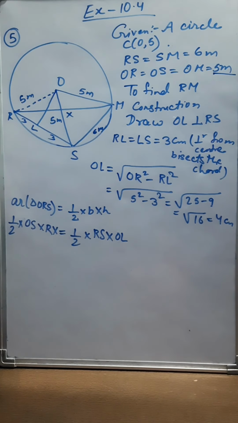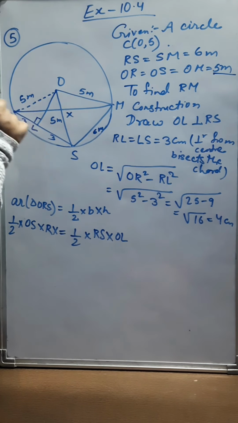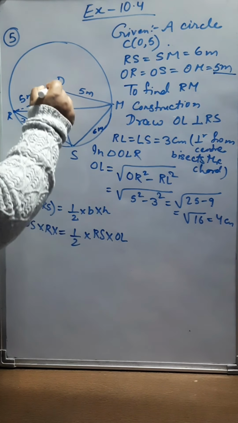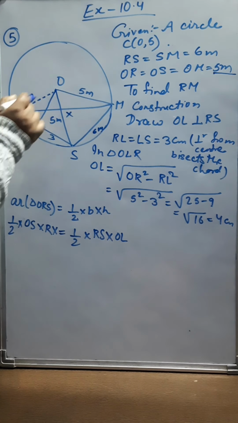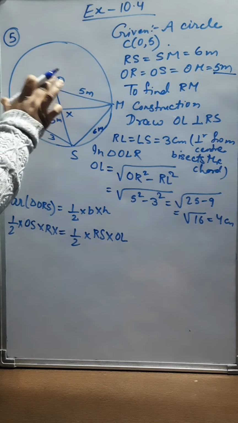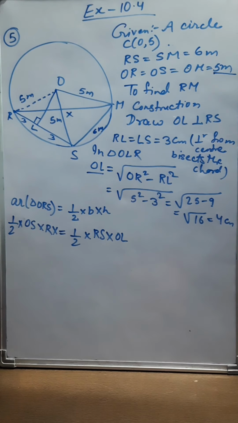This RS behaves like a chord. Now look at this right angle triangle OLR. In triangle OLR, this OL is perpendicular on the side RS. So in this right angle triangle we can use Pythagoras theorem to find OL. We know the length of RL, we know the length of OR. So OL can be calculated as under root OR square minus RL square.